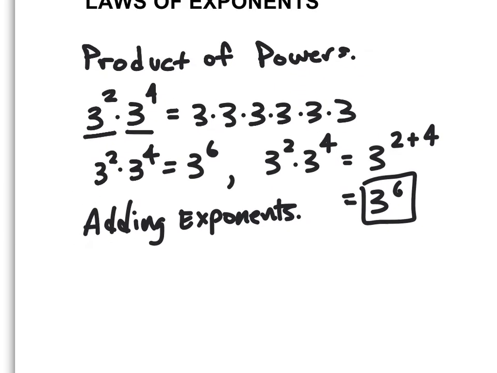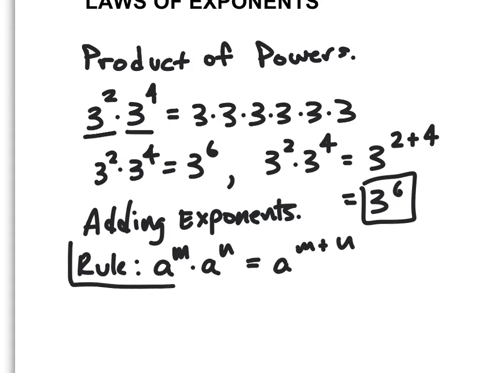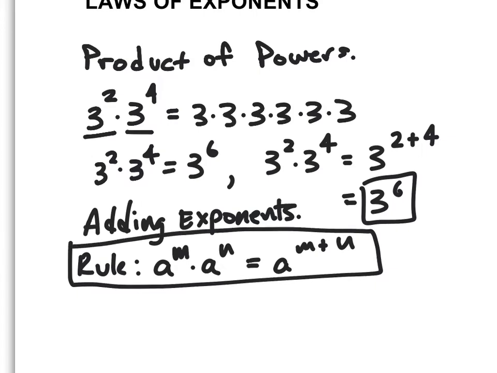And let's write a rule for this. So the rule that I have is if I had some number a to the m power times some number a to the nth power, and notice how the base is the same, this only works when the base is the same, then this would be a to the m plus n power. So that's my rule for product of powers, and that's my first one.